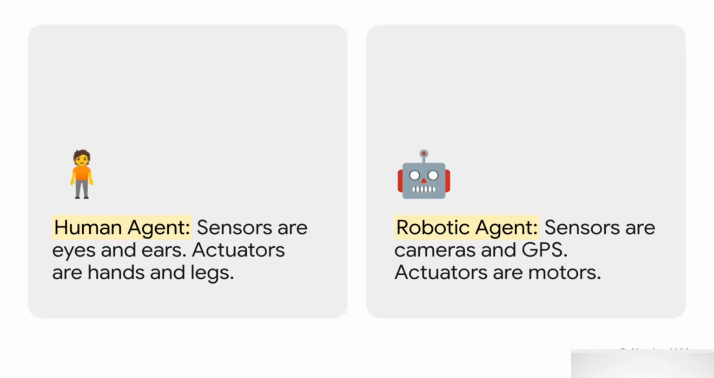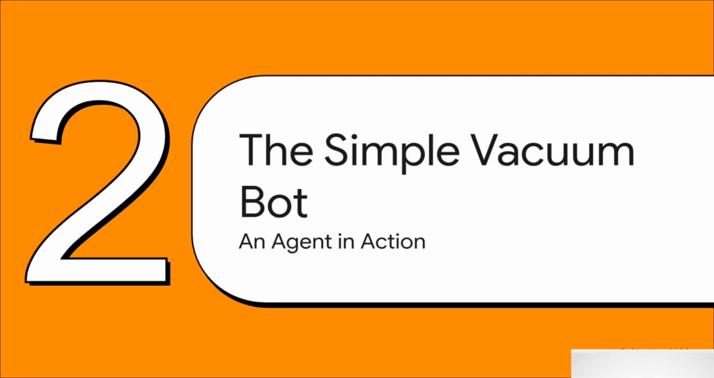And this is where it really clicks for most people. Think about yourself. As a human agent, your sensors are your eyes, your ears, your sense of touch. And your actuators? Those are your hands, your legs, your voice. For a robot, it's the same idea, just different gear. Its sensors are things like cameras and GPS, and its actuators are motors and wheels. See? Same concept.